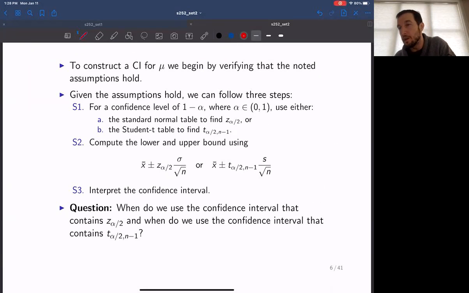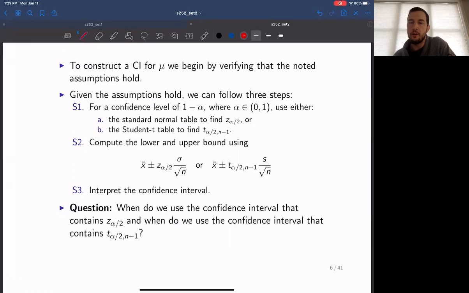Most often you will be told the confidence level directly, but there are situations where you could be told what alpha is, which is called the significance level, and I'll define that a bit later. There could be situations where you're given alpha and then you have to compute the confidence level, which is just 1 minus alpha.